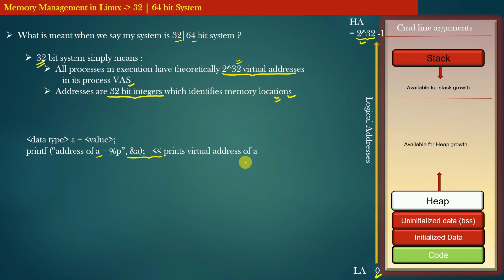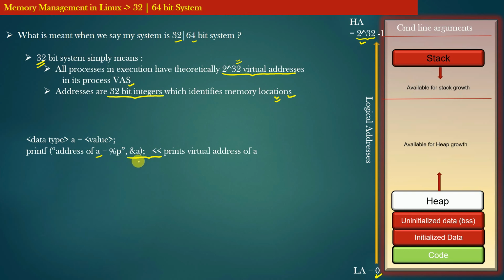I am damn sure that you must have written C programs and you must have printed addresses in order to, suppose, debug your program. So those addresses which you see in the output are actually virtual addresses of variables. Those are not physical addresses, but virtual addresses which you are printing on the screen.